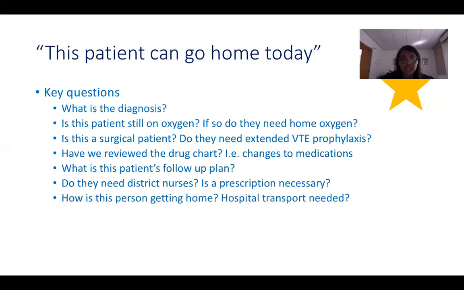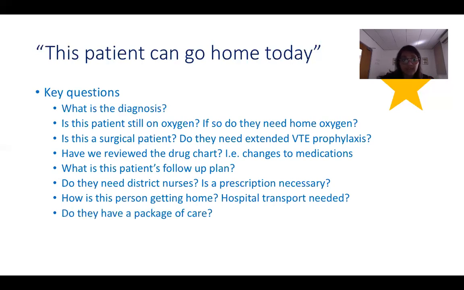How is this person getting home? Again, not strictly in your domain, but it's good to have in your mind somewhere. The nurses or the social and discharge team usually book transport if it's needed, but it's good that you've just got this going through your head.